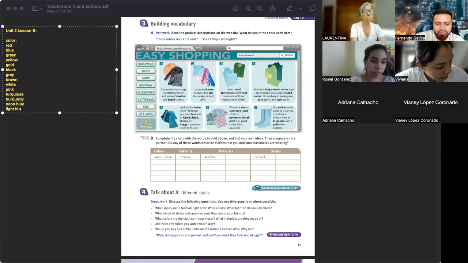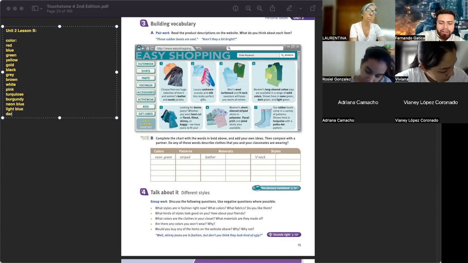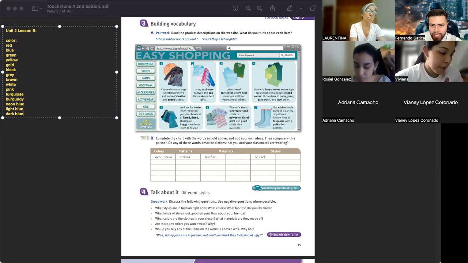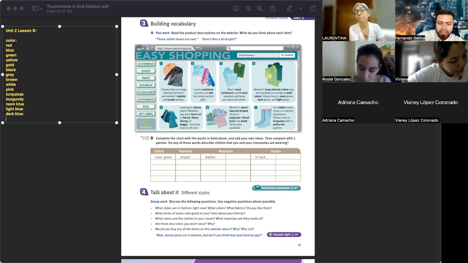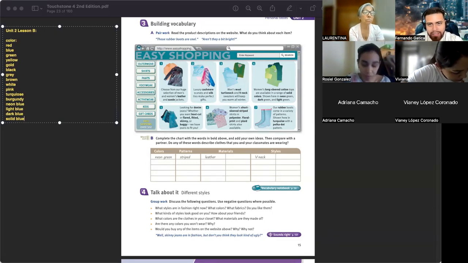Light blue. Azul claro. You can say light green, light yellow, light everything. Light red, light blue, light green. And then the opposite would be dark. Dark blue, azul oscuro, dark green, dark red. And solid blue, azul sólido. That means no other color, just blue. I like solid white tees.